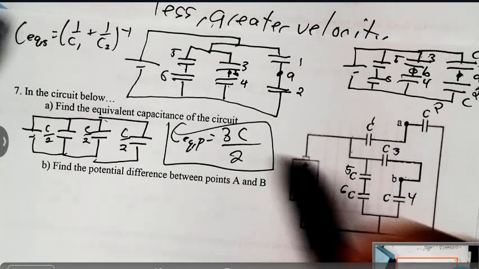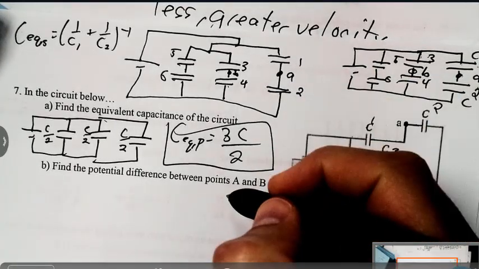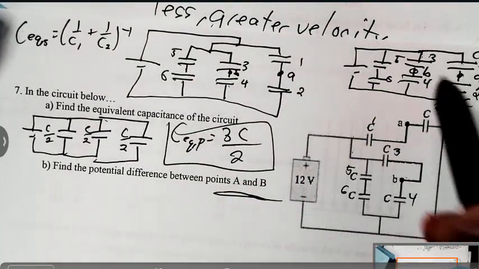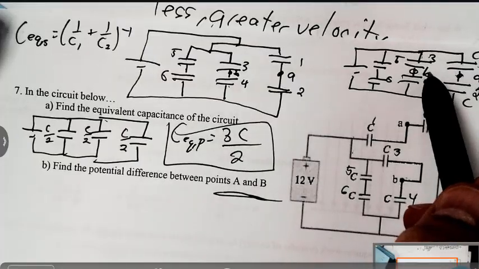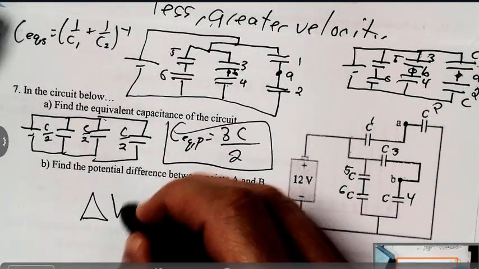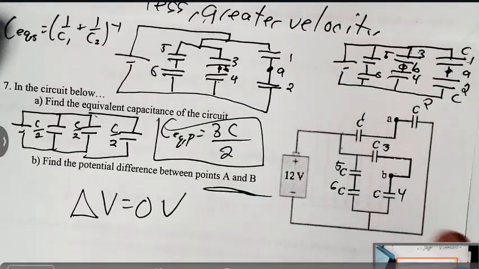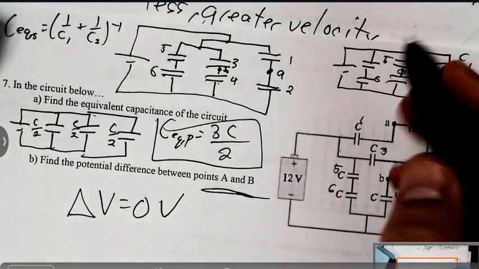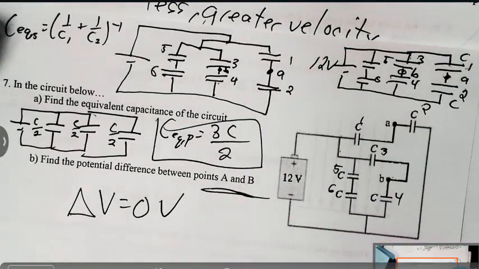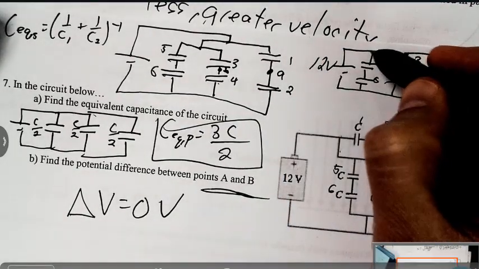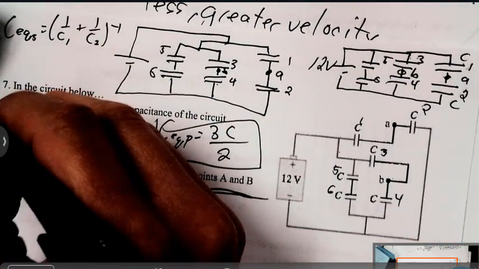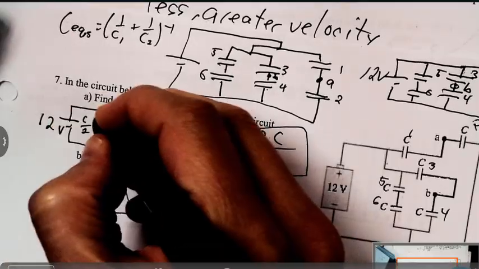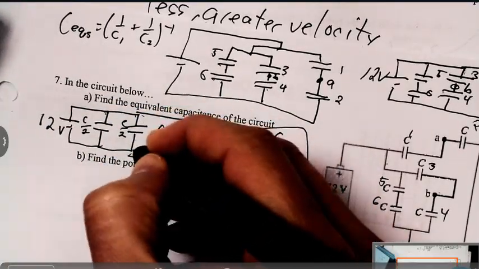I was looking at this, and I had no idea how to find the potential difference between point A and B. I was like, I don't know. But I think once we redraw it like this, I can see. I'm pretty sure it's 0. And I think you can see why. Let's imagine this is a 12-volt battery. Each of these branches is a parallel branch. We saw in parallel that the potential difference across each branch is also 12 volts, 12 volts, 12 volts.